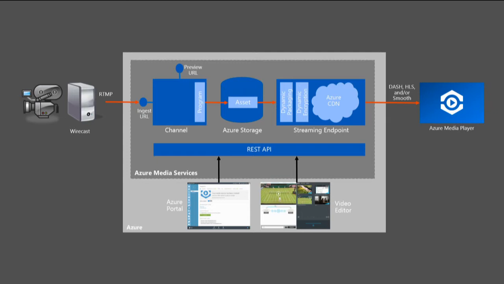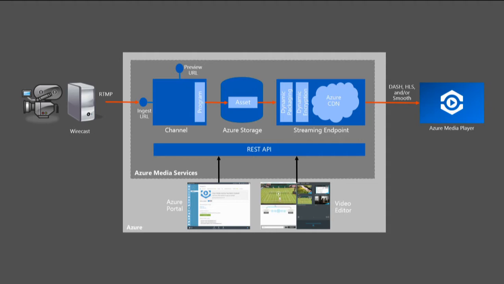And basically what a program does is take whatever you're pushing into us and start to archive that content into an asset. So there's a direct one-to-one pairing between a program and an asset. We take the content that you're pushing in and write it into that asset for persistent storage for as long as you want to keep it.